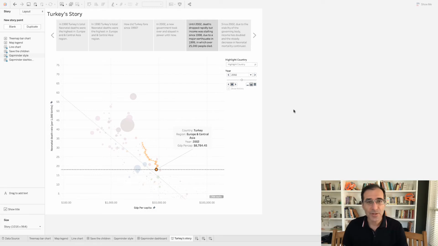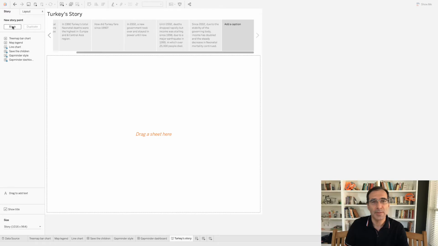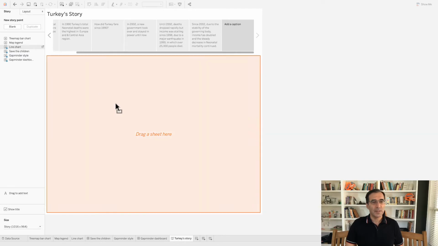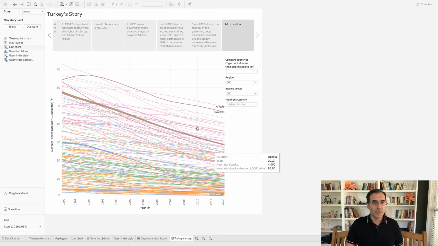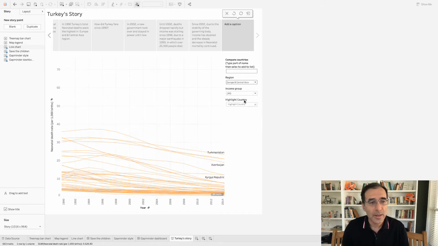Now, all of this is relatively easy to do in Tableau. So all you need to do is actually click here, and you basically say add a blank story point. On the left side, you can add a blank story point. Now you can drag any of your sheets from here, like line chart, and drop it right here. As soon as you have the line chart, you can actually highlight any country. You can actually choose a region, and then you look at only that region.